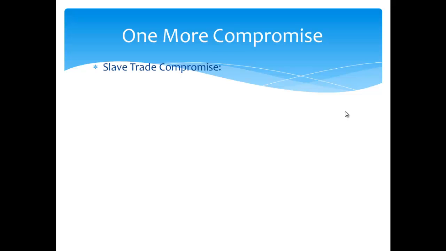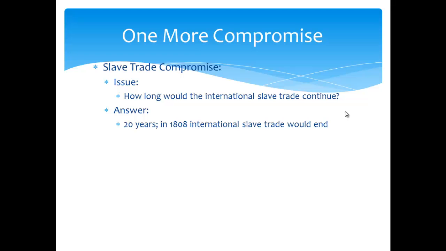So the issue of slavery once again comes up within the Constitutional Convention, and there are strong divisions within founders on their view of slavery. Should slavery be outlawed immediately? Should it die out over time? Should it continue indefinitely? So again, founders came up with one more compromise, and it was a slave trade compromise. And what was the issue was really determining how long would the international slave trade continue into the new American nation.